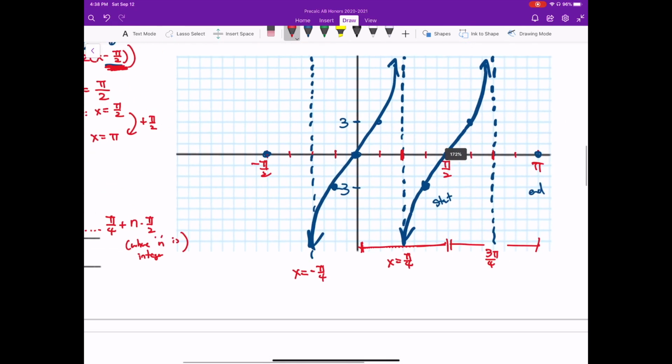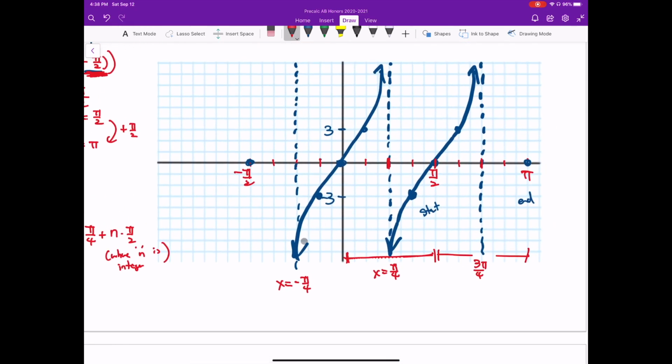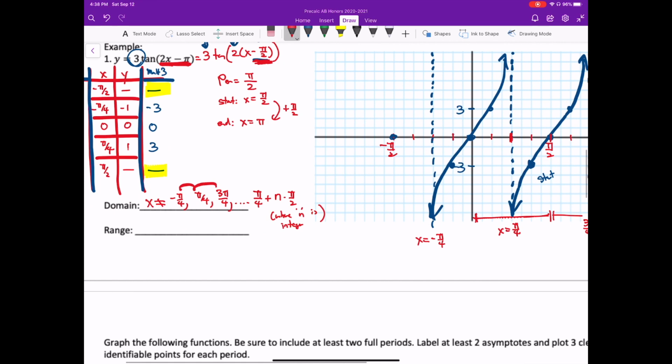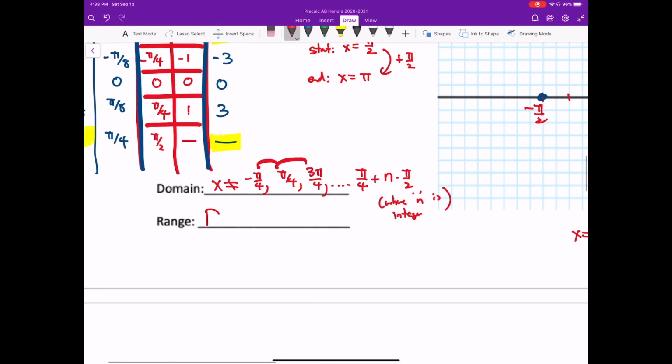If you look at this function, the range, it goes all the way down to -3. So this function goes all the way down, and it goes all the way up. So it's defined for all values. So we could say the range is all real numbers, or in interval notation, -infinity to +infinity.